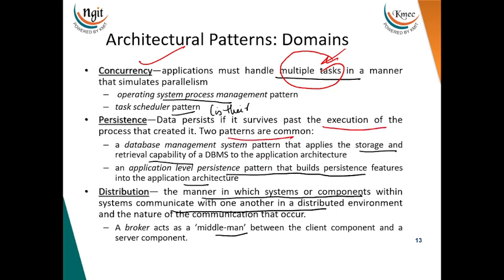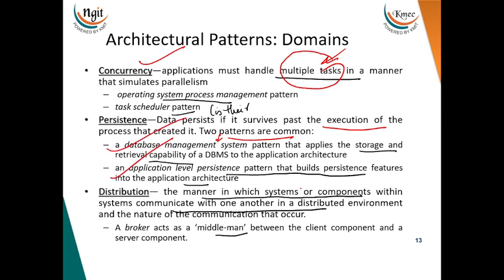Two patterns are common. When the data is already there, a database management pattern is available that stores the data, and an application level pattern that builds the future of the application architecture. Persistence is nothing but data that is already there and has survived previous execution, which can be used in two forms. It can be used for a data management system and it can be used for an application.